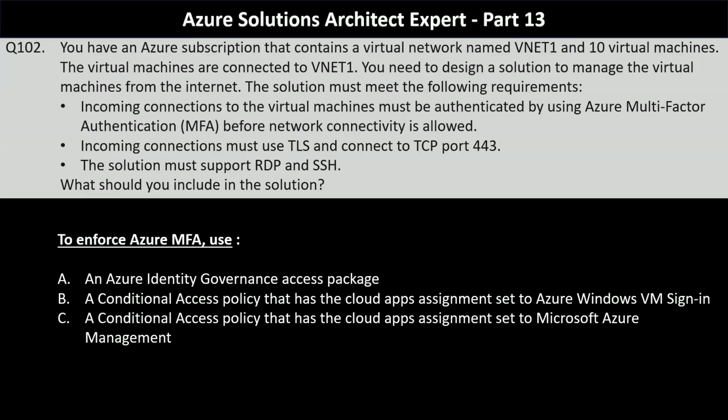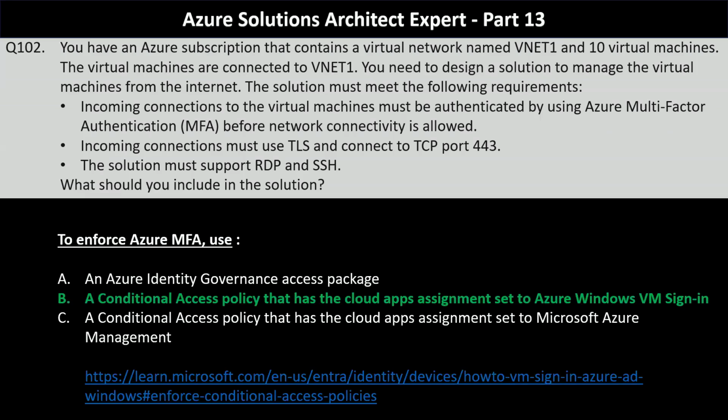Now, friends, you need to use a conditional access policy that has the cloud apps assignment set to Azure Windows VM sign-in. Then use the sign-in risk as a condition or phishing-resistant MFA using the require authentication strength grant control, or require MFA as a control for granting access. Now, as always, there is a link on your screen. Go through the link to understand how you can enforce this type of conditional access policies.